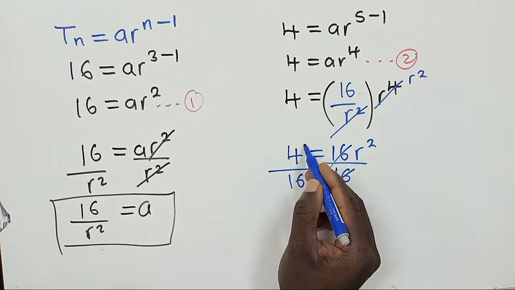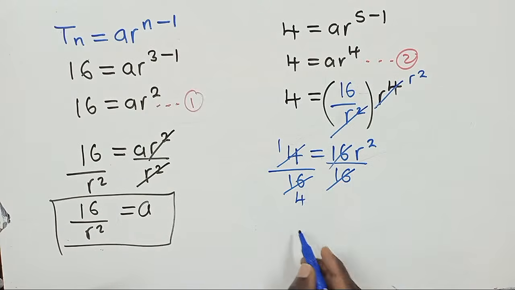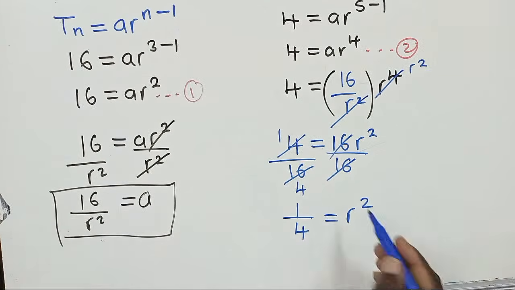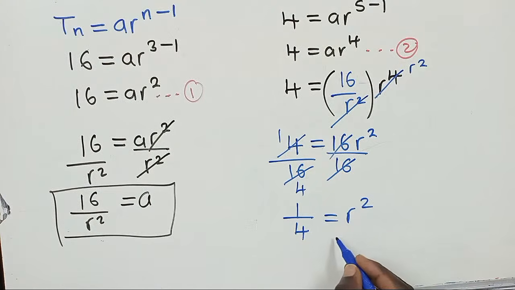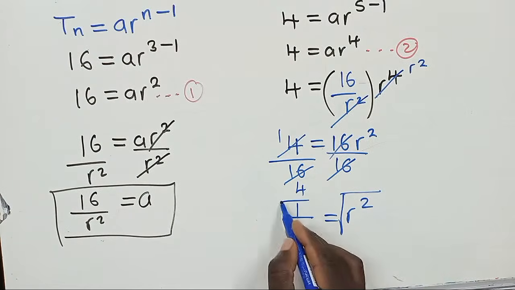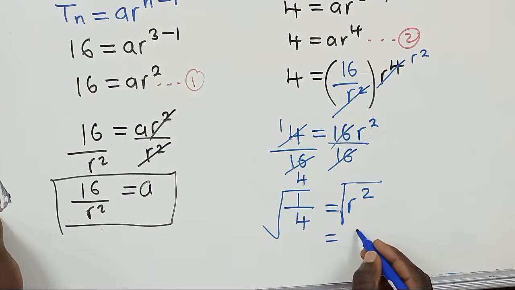This side we can say 4 into 4, 1. 4 into 16, it's 4. So we have 1 over 4 is equal to r squared. Such that for us to solve for r, because we want to find the r, we'll square both sides. So to get rid of the power, we'll square both sides. So this side will remain with r. Okay, what we are looking for.